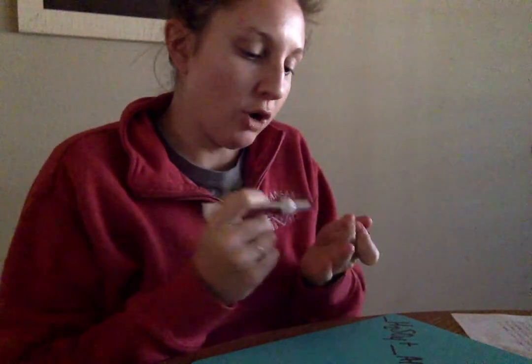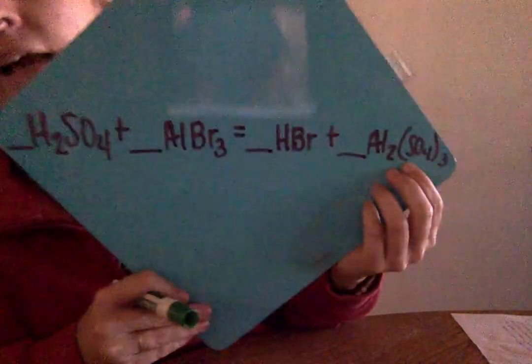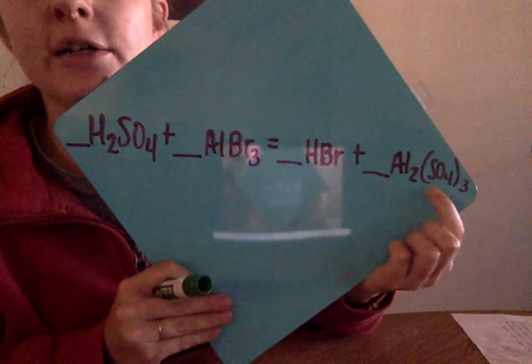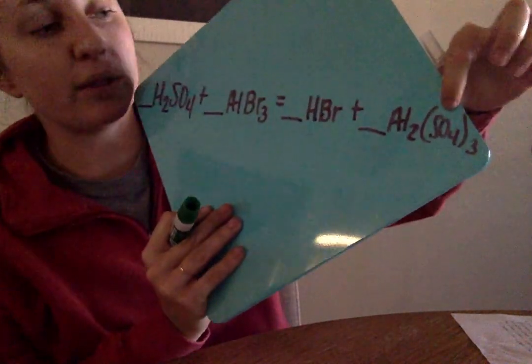Hopefully you noticed something different about this equation than the past 2 that we've done. That difference is that there are parentheses. If you've been in class with me, you know that if I see parentheses, I'm going to put a block around everything in parentheses. So it's just that SO4. I'm going to put a block around it.